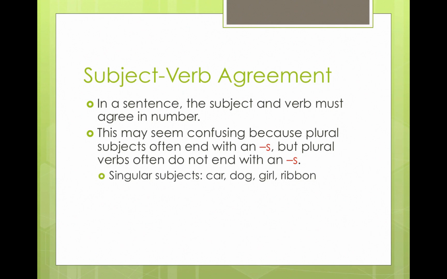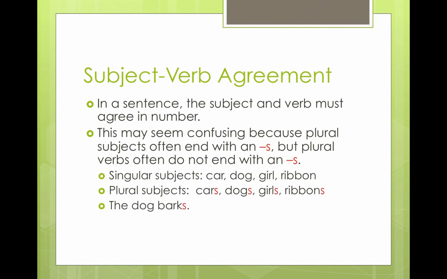And what I mean by that, if we think about singular subjects like car, dog, girl, ribbon, all those, they don't have S's attached to them, but when we want to make them plural, when there's more than one, they do. Cars, dogs, girls, ribbons. However, when we look at the singular or plural verbs, they're going to be sort of the opposite. Sometimes.